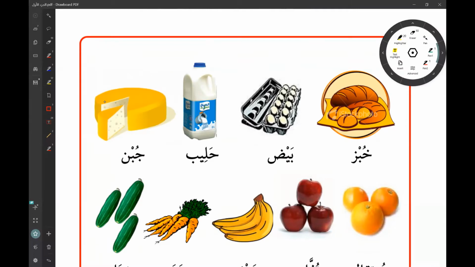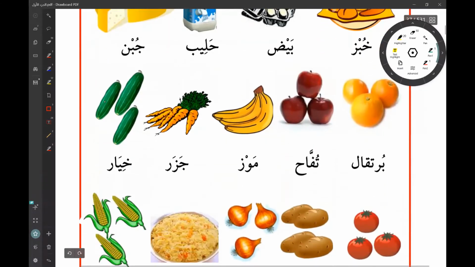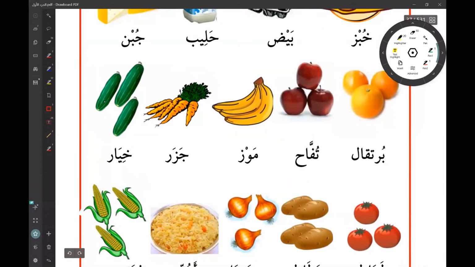Bayd is eggs. Okay. Halib is milk. Jubn is cheese. Burtuqal is what? Orange. Tufah is apple.